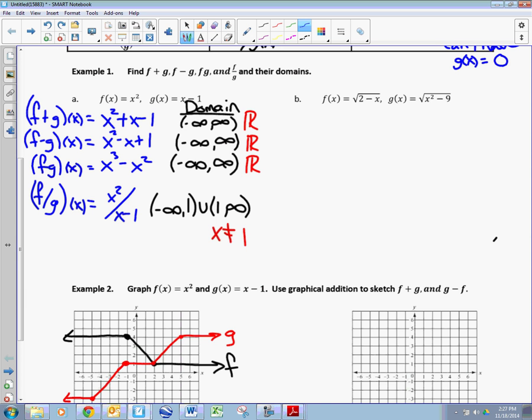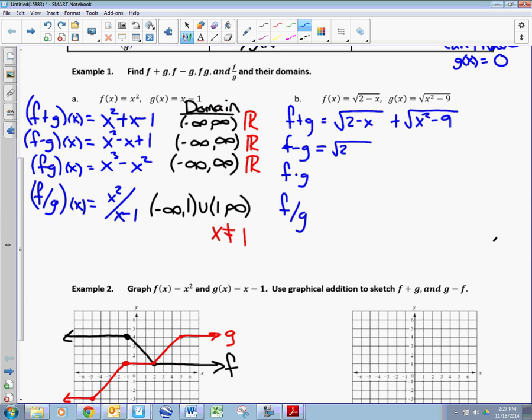Okay, for the next one, again, we'll lay out f plus g, f minus g, f times g, and f divided by g. I have 2 square roots. Can you add the inside of the square roots together when you add these? Can you take the square root of 4 plus the square root of 6 and get the square root of 10? No. So when you don't know how to do a more difficult problem, make an easy problem and see what the property is. Square root of 2 minus x, simply plus the square root of x squared minus 9. That's what you have. F minus g. Square root of 2 minus x minus square root of x squared minus 9.